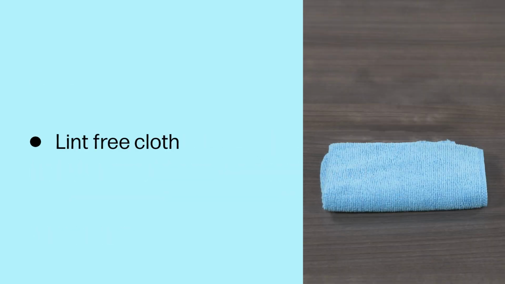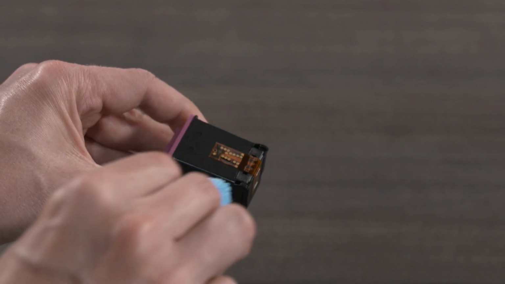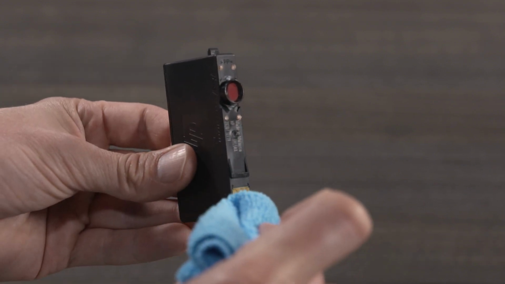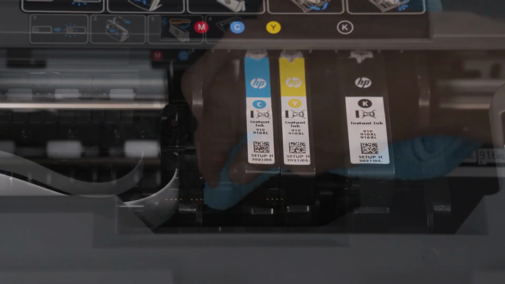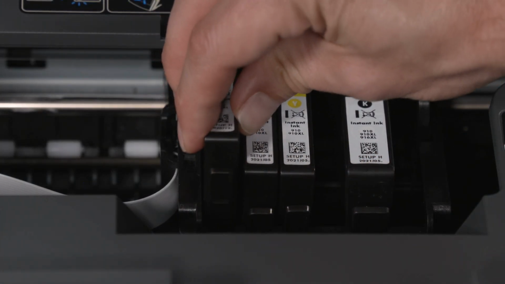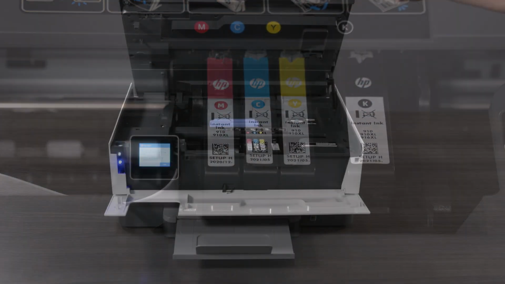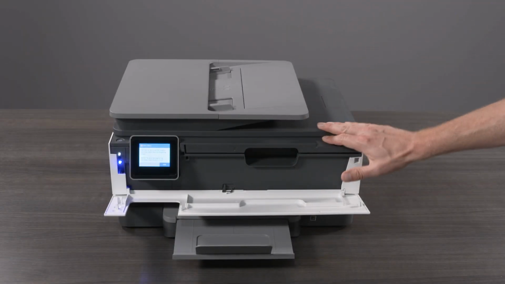To clean ink cartridges, you will need a lint-free cloth. Using the cloth, gently wipe the copper-colored contacts on the cartridge. Do the same to clean the electrical contacts in the carriage. Reinsert the cartridge into the correct slot. Close the door or lid to the cartridge access area.